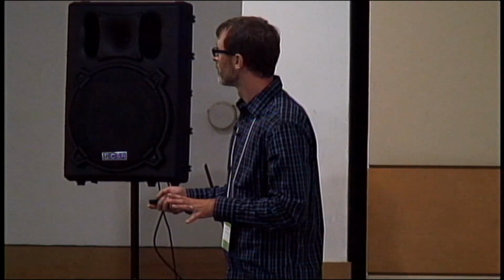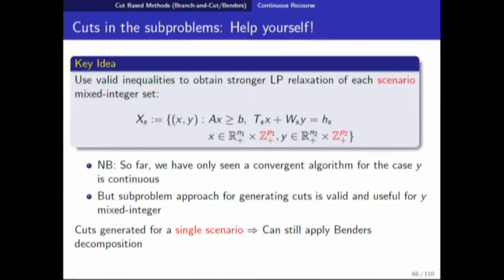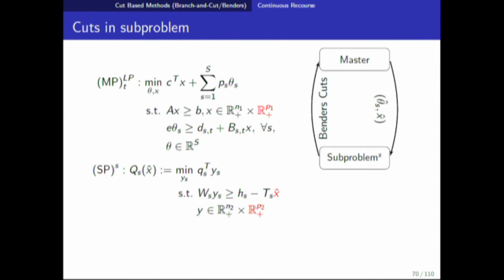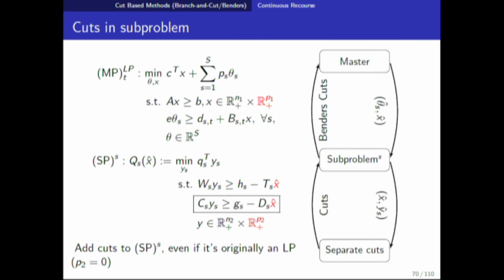I'm going to go back to it because I want to really be clear about this. This is the set. X and y are both decision variables. Okay. So I find valid inequalities for this set, and I add them to the subproblem. So my subproblem gets bigger. Okay, add these cuts to the subproblem. Okay. But it's still a linear program.